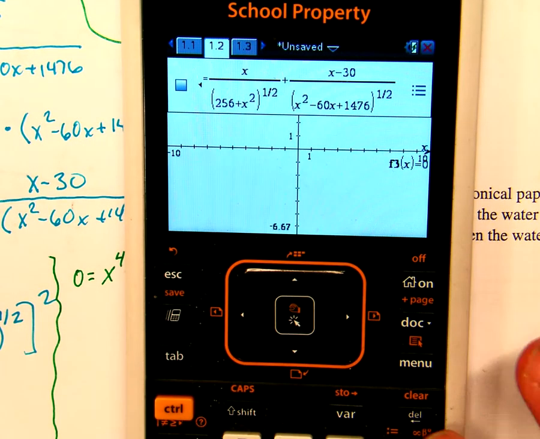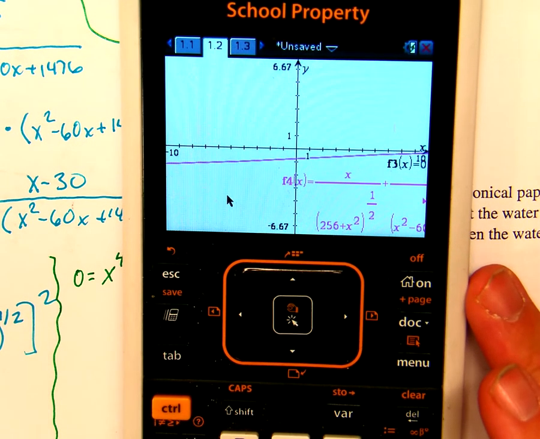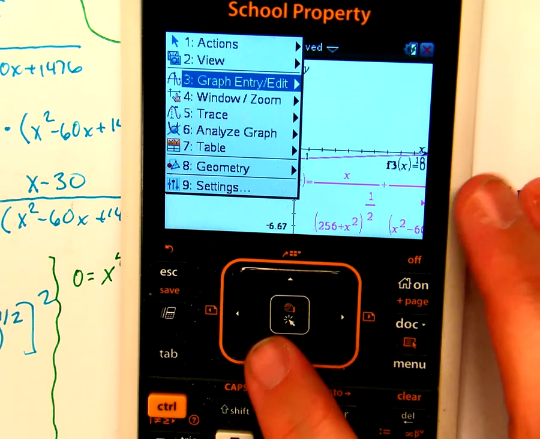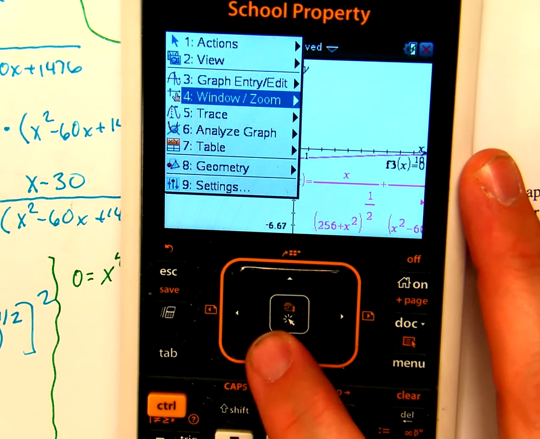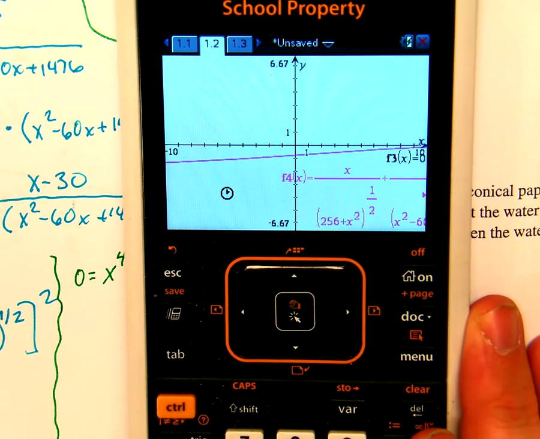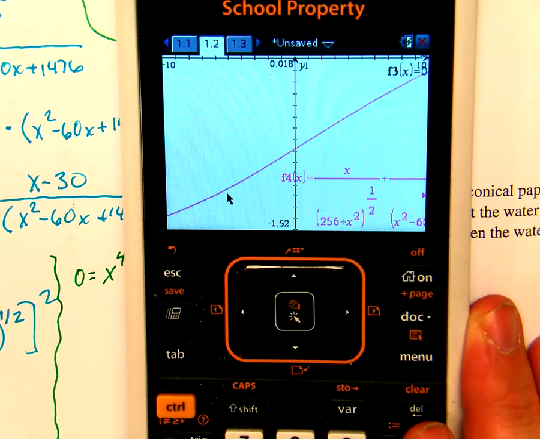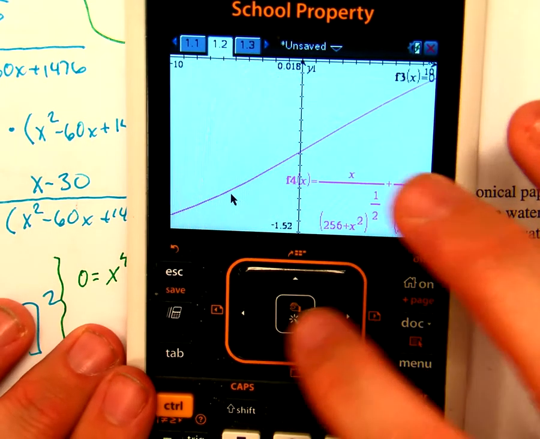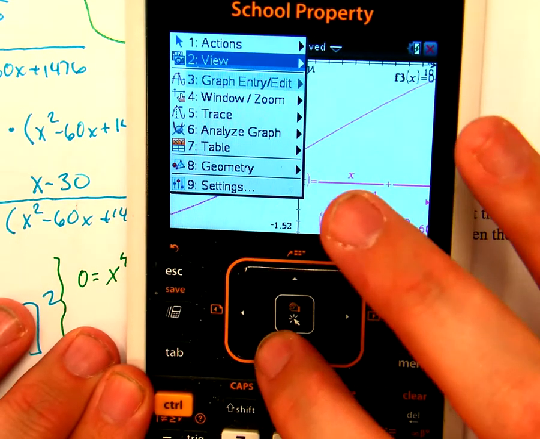And I get some craziness that looks like this. That doesn't help me, so I'm going to go to the window zoom, and I'm going to go zoom fit, which is A. And that's still not helping me. So I'm going to zoom out. Where does it look like there might be a 0?